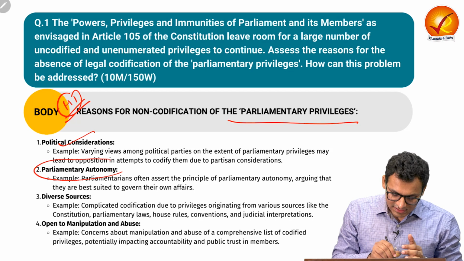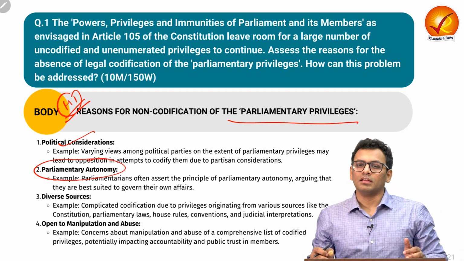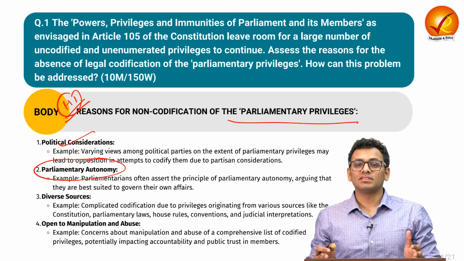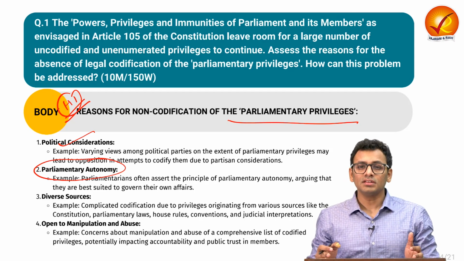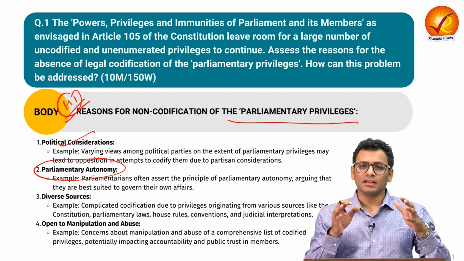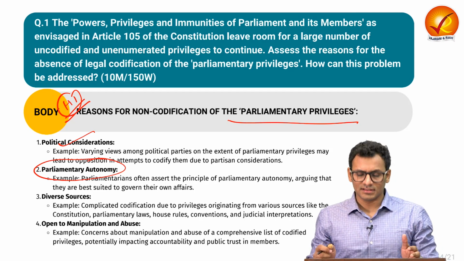The second is with respect to the parliamentary autonomy. The makers of our constitution understood that the legislature needs certain protection, certain immunities and privileges when they are speaking in the parliament or in the state legislatures.